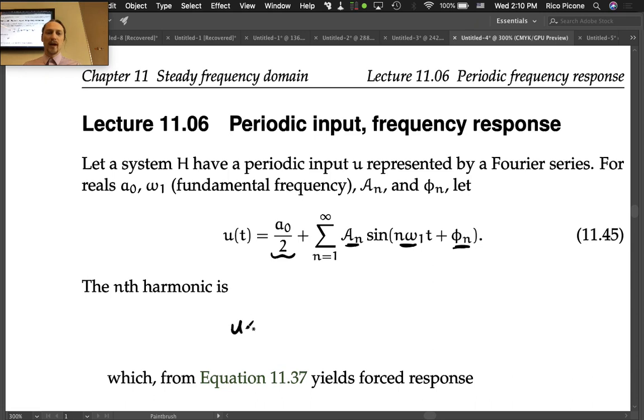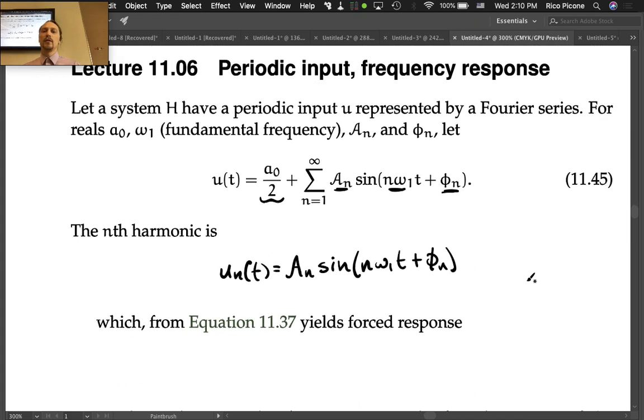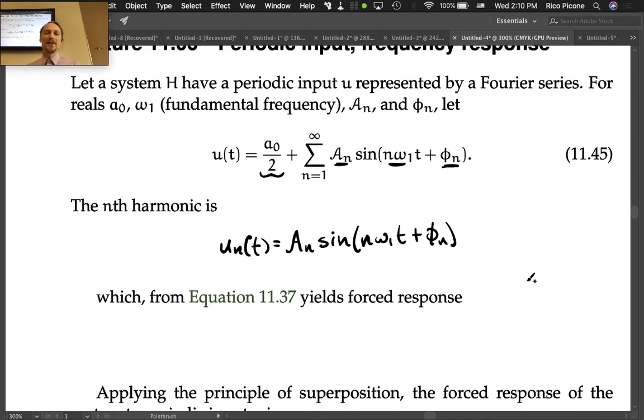See what happens. So for the nth harmonic, we're just going to take the nth harmonic component here. We would have u_n of t being equal to script A_n sine of n omega 1 t plus phi_n, which from equation 11.37, the big boxed equation that we looked at before, the one we did outside that lecture, the final boxed equation being that when you put in a sinusoid, you get out a sinusoid with a new amplitude and a new phase, according to the following relationship.